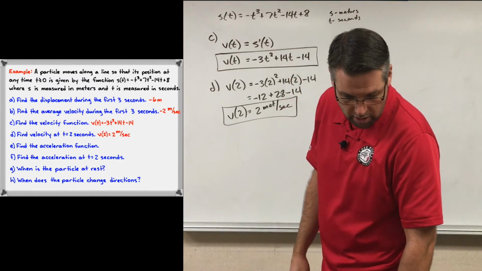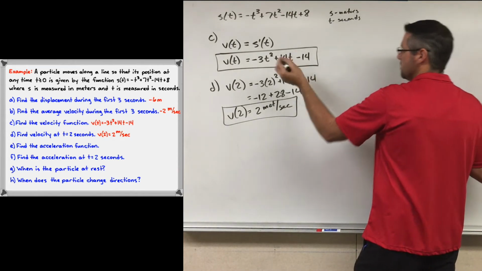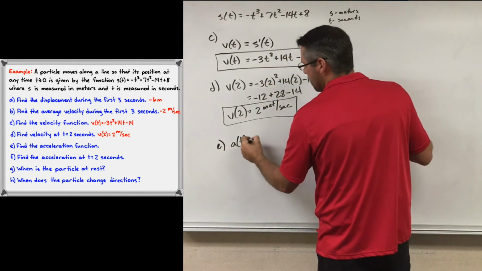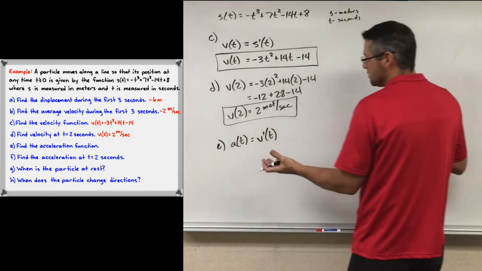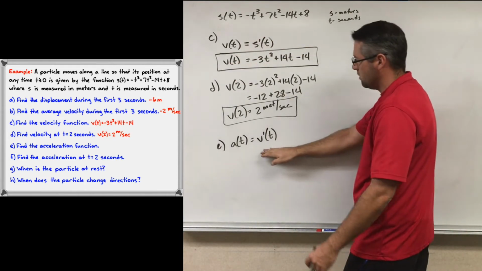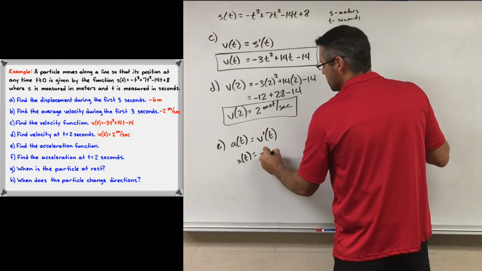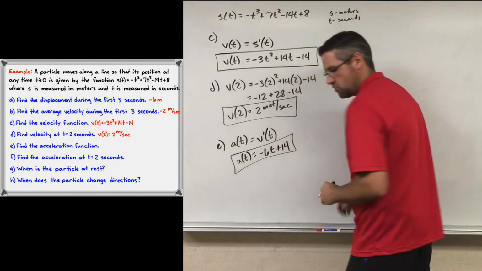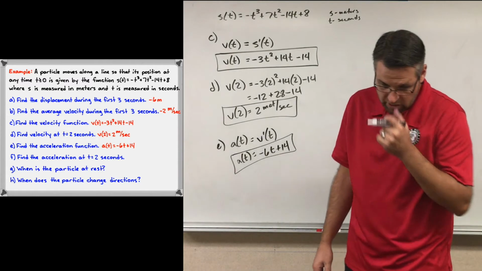Part E, it says find the acceleration function. Well, we know that the acceleration function is the derivative of the velocity function, so I'm going to express that here. A of t is equal to v prime of t. Now, I could also say it's the second derivative of position, but because I've identified what velocity is here, I only have to go to that point. So A of t is going to be equal to negative 6t plus 14. Again, power rule there. So there's my acceleration function. Make sure I'm right there. So negative 6t plus 14.